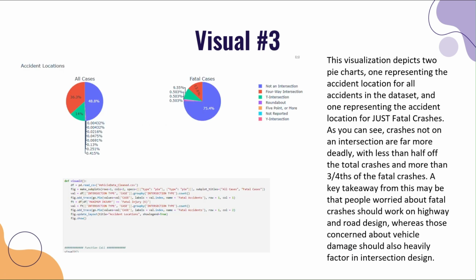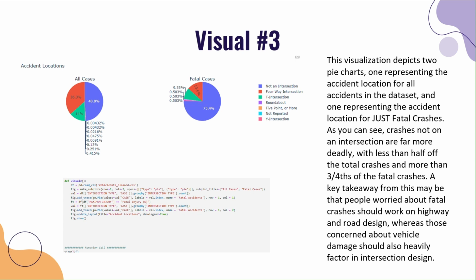And then for my final visual, which was independent of any of my insights, I found the percent of all cases by location, and the percent of fatal cases by location. So for all cases, there are a lot of accidents during intersections, whether it be four-way intersections or T intersections. But for fatal crashes, almost all are not on intersections. So think about this on open road or on highways or whatnot.